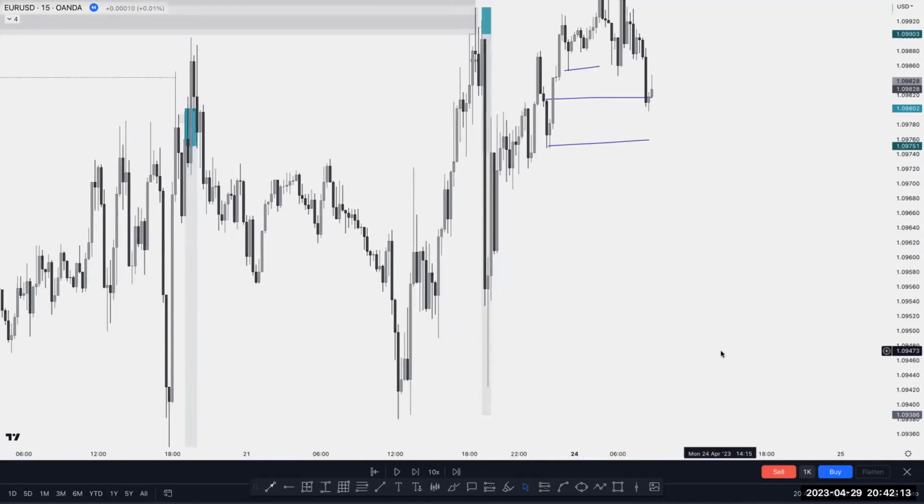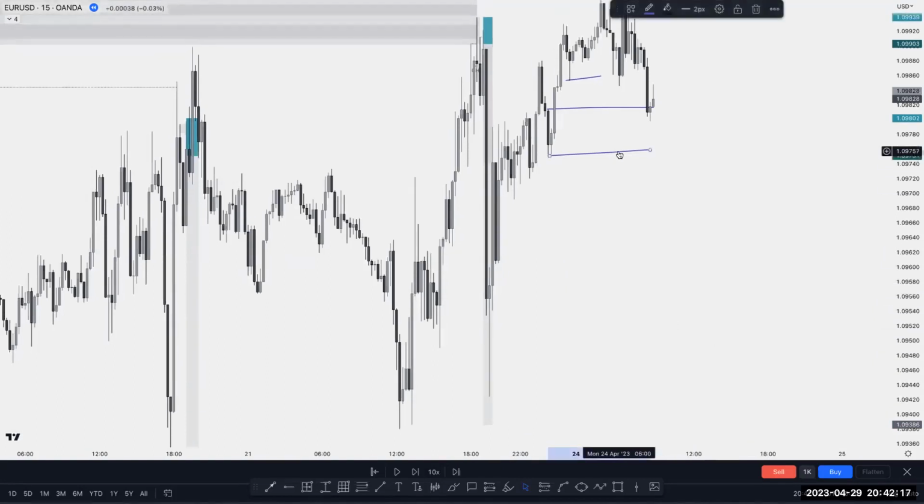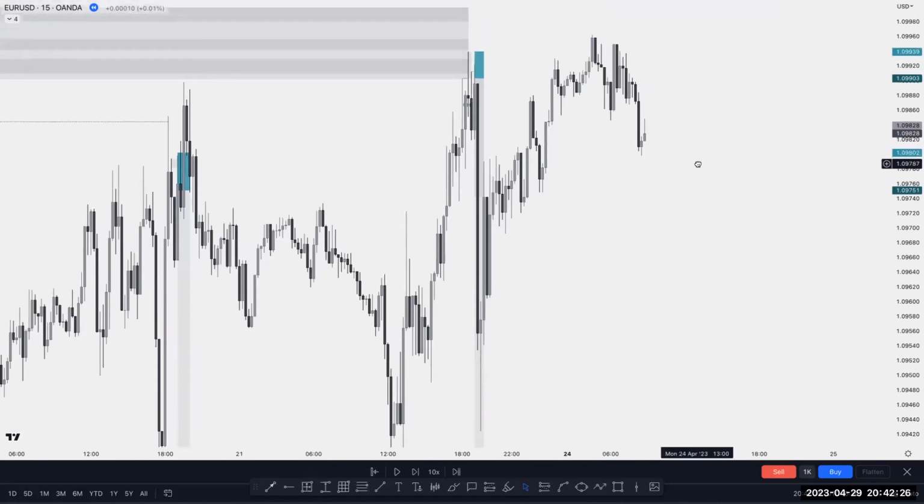Okay, so I told you so many times that when market fails the decisional PY, then we can sell till extreme PY mitigation, right? So what happened here? Look at this picture here. This is our inducement. Okay, let me mark this one first.